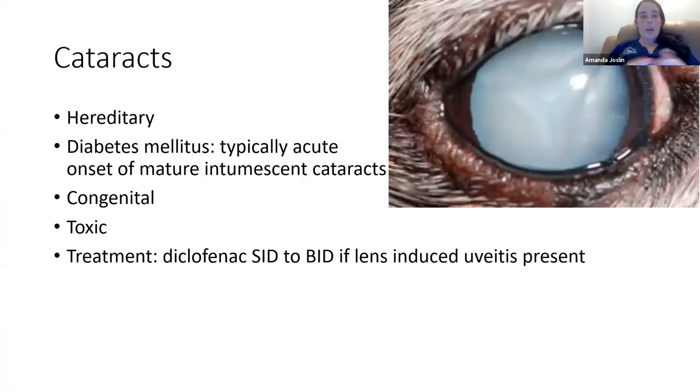All right. And obviously, you can talk about cataracts forever. We have hereditary cataracts, diabetic cataracts, doesn't matter if they're well controlled or not, congenital cataracts, toxic cataracts. Whenever we have a cataract form, I typically start diclofenac or any topical NSAID once a day to twice a day for any lens-induced uveitis. If it's a late immature or mature cataract, we talk about cataract surgery. If it's anything less than that and not impairing quality of life at all, then we just talk about monitoring until it can potentially progress.